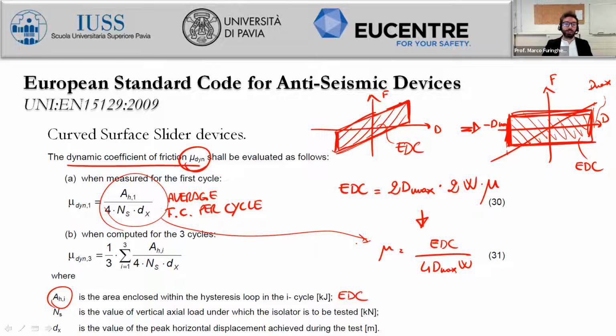So this assumption comes from the superposition of the effects between the recentering behavior of the spherical shapes of the sliding surfaces and the frictional response. So the overall dissipative capacity of the device is attributed to the frictional response, and the overall frictional response is associated to a rectangular hysteresis rule. And so this is where this expression can be drawn.